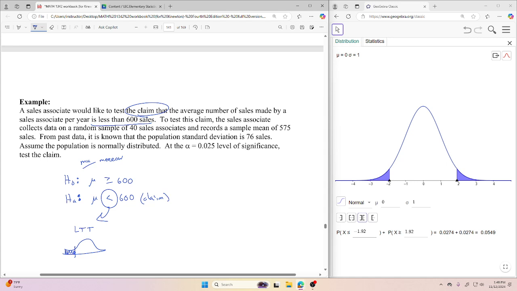Okay, so I got all this stuff. Let's keep reading. To test this claim, the sales associate collects data from 40 folks, and they found a mean of this much. We already know a standard deviation of that much. And notice it says population. That's what separates this test versus another one. So let me show you.